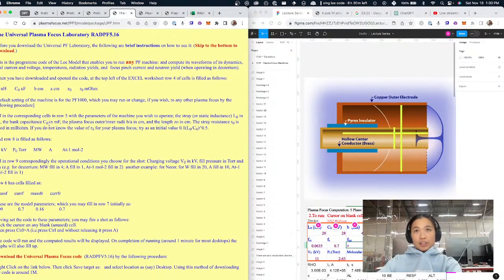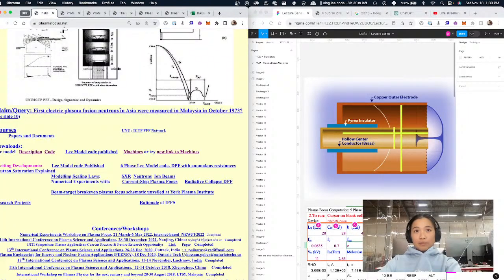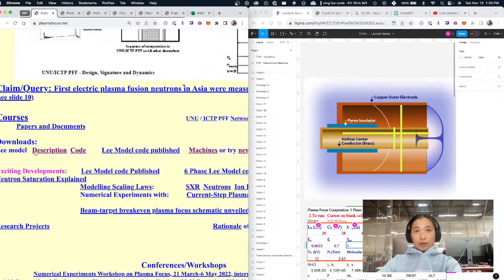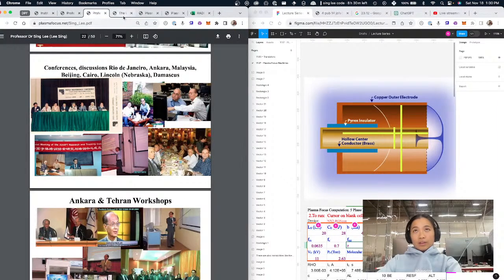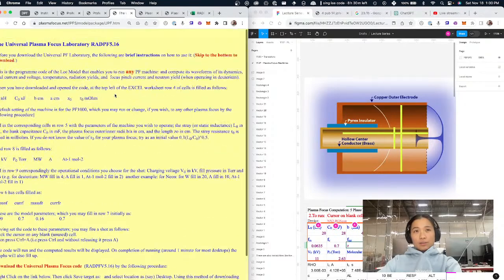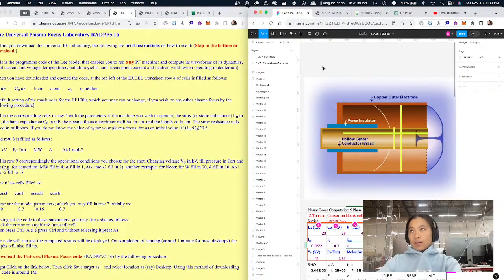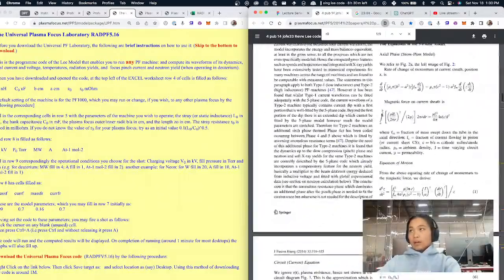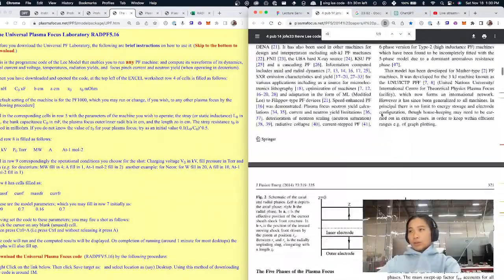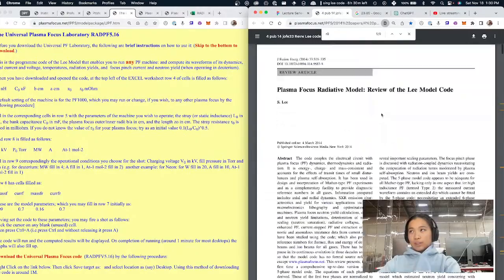Some of the explanation is here on their actual website. If you go to plasmafocus.net, it'll go to the Lee model, and then you can look at the description and the code here, where they provide the code for free and a description of what some of the parameters are. And more extensively, they have a much longer paper describing all the intricacies of what every variable is, with some helpful diagrams.